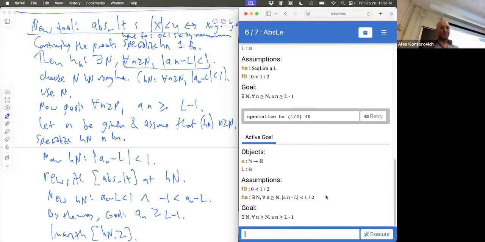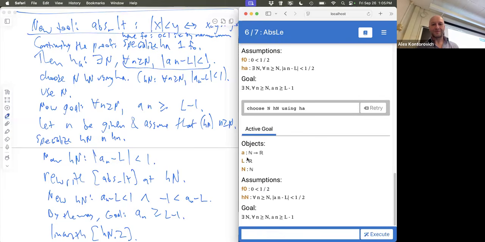So choose, we're up to here, choose capital N, H capital N using HA. Okay, we've got our capital N. We know that as long as little n is greater than capital N, we're within a half of L. Use that n. Use that n.